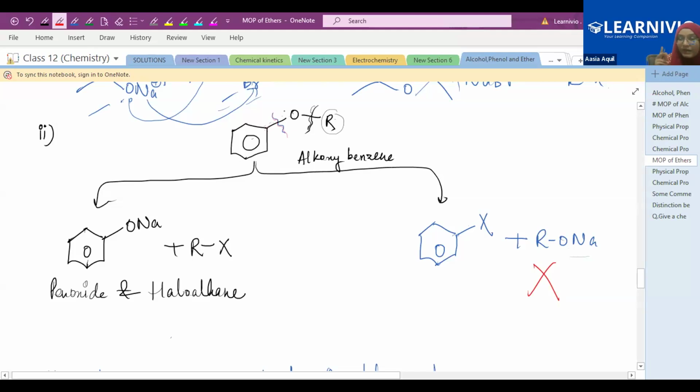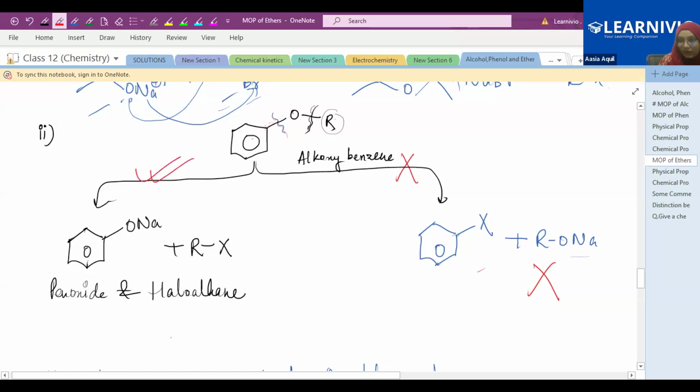Okay, and you know a double bond is stronger than a single bond, right? So here, due to that, it is very difficult to break this bond. Due to the partial double bond character, the nucleophilic substitution reaction in the haloarene is not possible. That's why this is incorrect. This bond cannot break at all, right? So this is incorrect. The correct one is this.